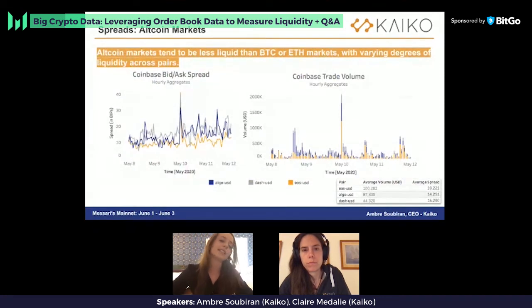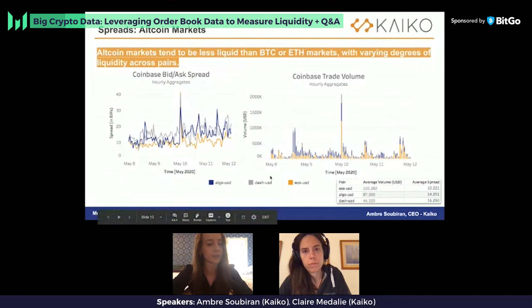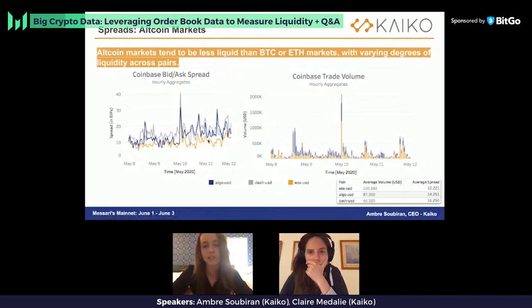So let's look at spreads on altcoin markets. Altcoin markets tend to be less liquid than BTC or ETH markets, with varying degrees of liquidity across pairs. So here I charted 3 altcoin pairs on Coinbase. And just to compare this measure to trade volume, which is the most commonly used measure for liquidity, I performed a liquidity ranking. So you'll see this little box here.